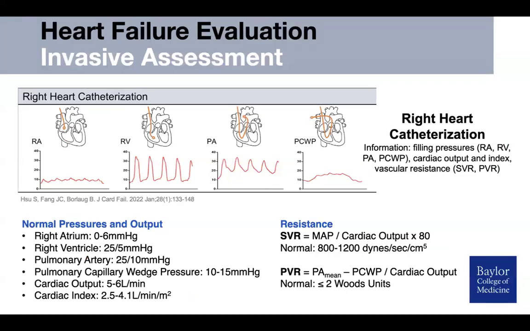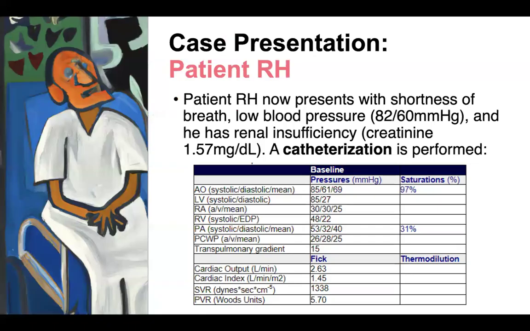Below are our normal pressure and outputs that are seen in patients. You don't really need to memorize these, but they should be in a reference chart for you for any sort of examination. And we can look on the right there, our resistance calculation. So MAP over cardiac output times 80 is our systemic vascular resistance. Pulmonary vascular resistance is our mean PA minus our wedge, which is the transpulmonic gradient, divided by our cardiac output. Normally it should be less than 2 Woods units.